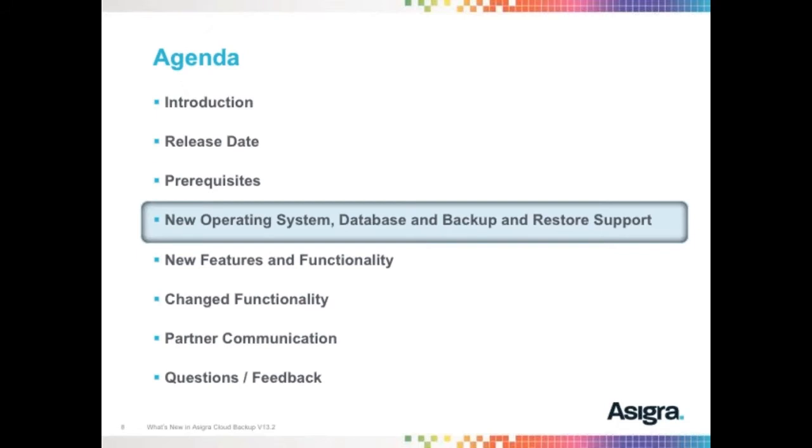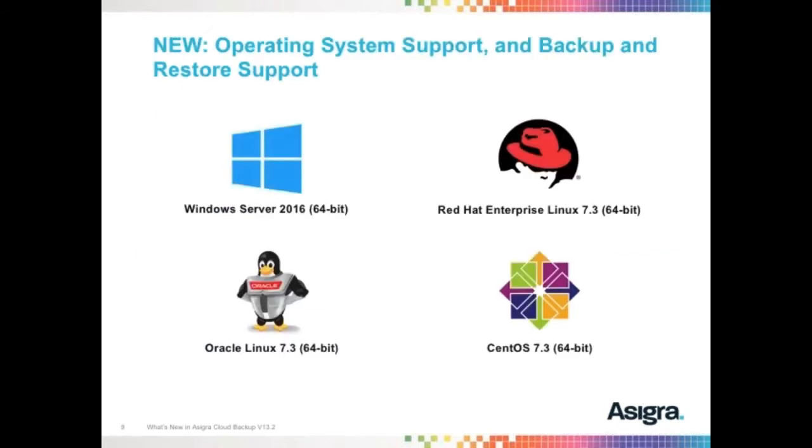Some quick updates on support in terms of operating system, databases, and backup sets. So first on the list, we are now able to support Windows Server 2016. Note that all these are 64-bit. With respect to Windows Server 2016, we support 3 editions: Standard, Essentials, and Data Center. Aside from Windows, also Red Hat Enterprise Linux 7.3, CentOS 7.3, and Oracle Linux 7.3.